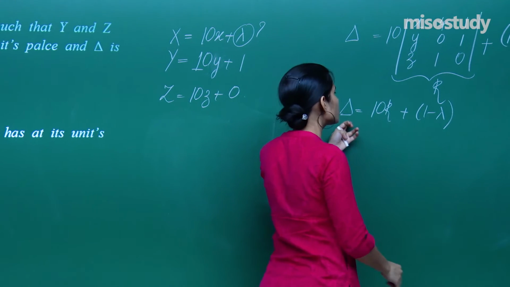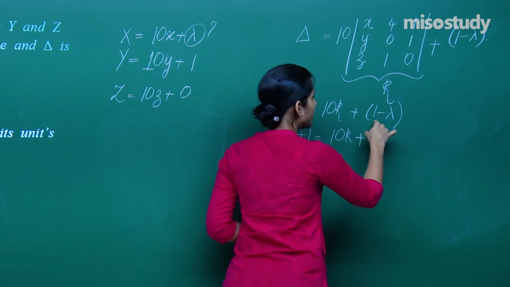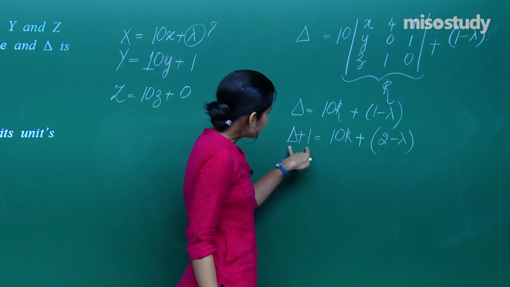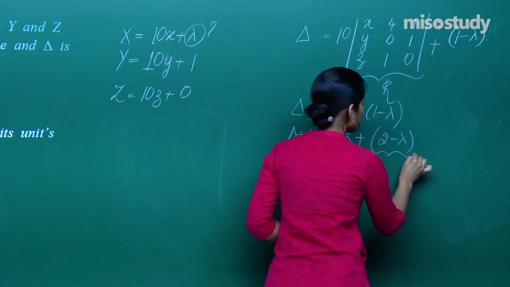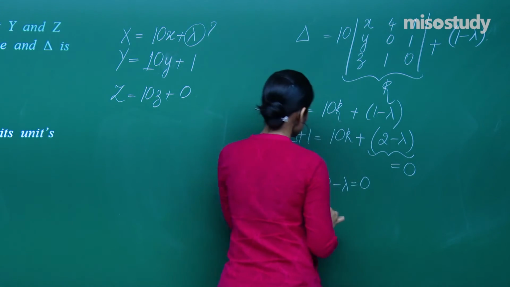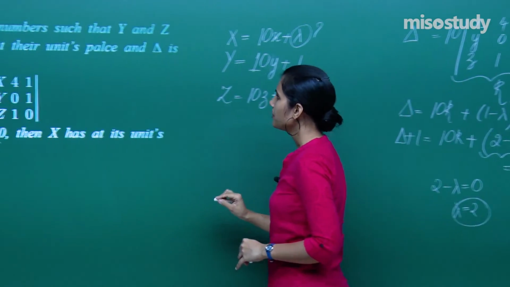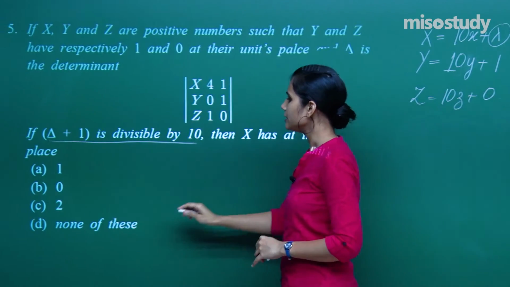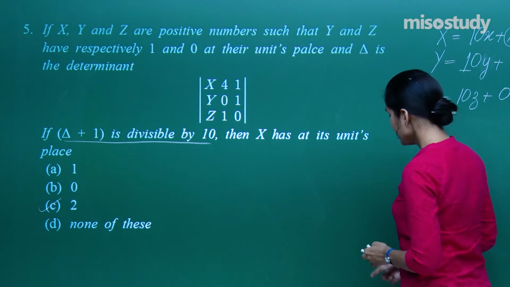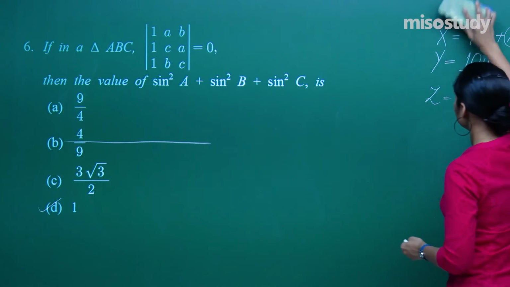So delta plus 1 will be 10k plus 1 minus lambda plus 1, which is 2 minus lambda. If delta plus 1 is divisible by 10, that means this remainder is 0. So if 2 minus lambda is 0, because delta plus 1 is divisible by 10, lambda is 2. So at the units place, lambda has come out to be the number 2. Pretty nice question.